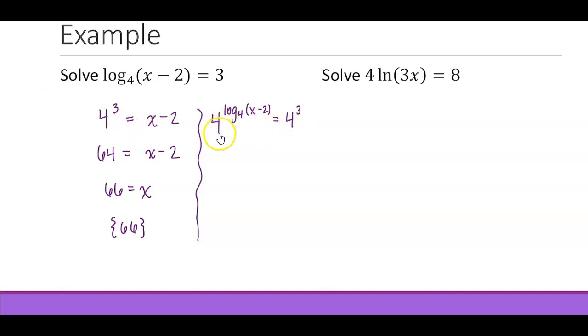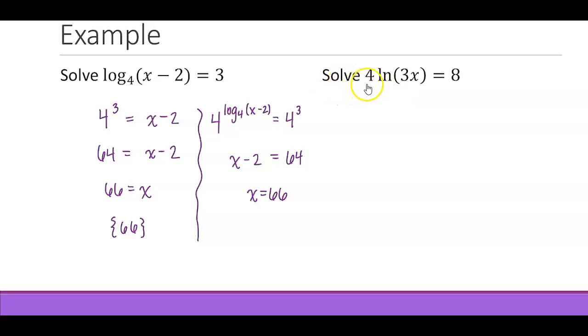And this helps because we know from a log property that 4 raised to the log base 4 will cancel out and give us just the x minus 2. And then the right-hand side is 4 to the third, which we said was 64. So we obtain our same answer of x equals 66. So this is two different ways of thinking about applying that first strategy. So we end up with the same answer of 66.